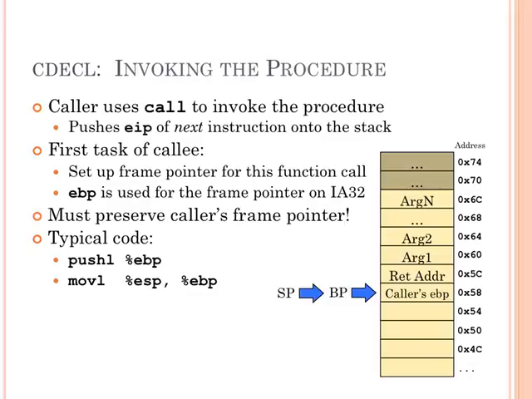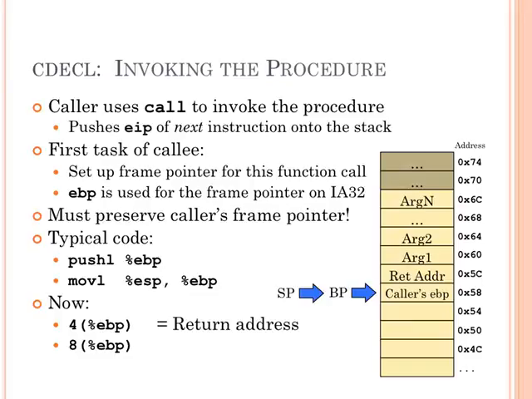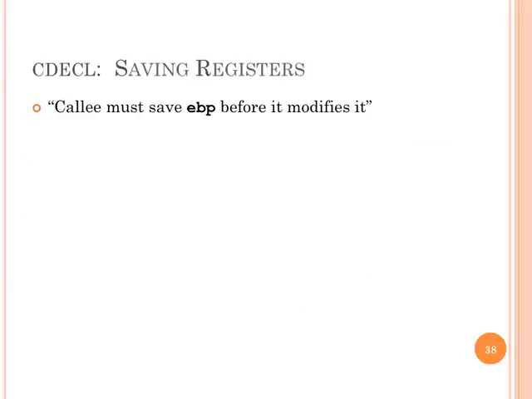Okay? So if you look at this, you can now say, all right, 4(EBP) is going to be the return address. If we actually want to change where we return to, we could do that. Okay? 8(EBP) is going to be the first argument, 12(EBP) will be the second argument, and so forth. So a lot of times, once you've done this setup, you'll see code that says 8(EBP), 12(EBP), and so forth, accessing the arguments.